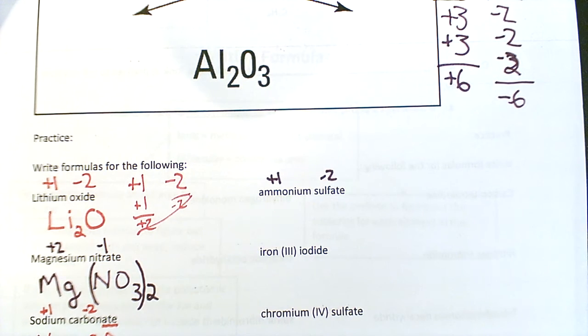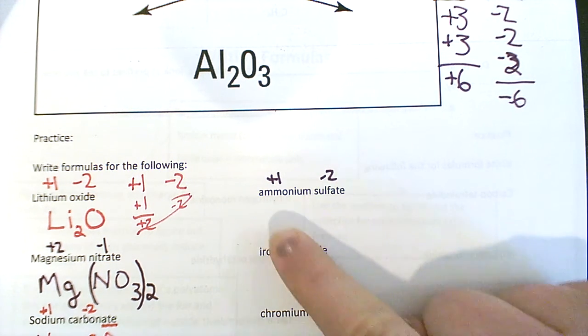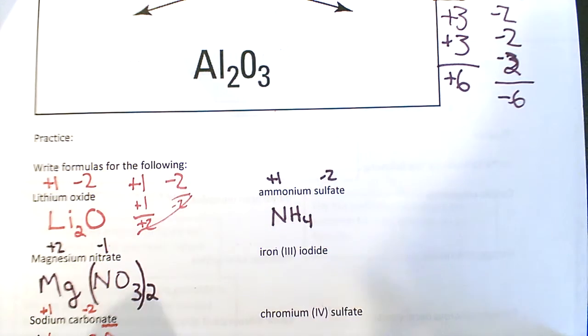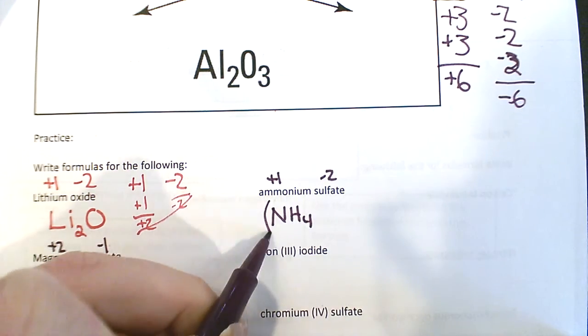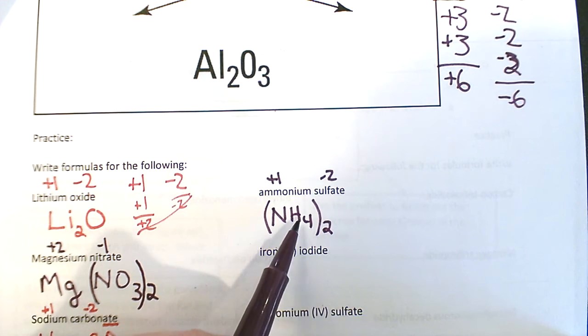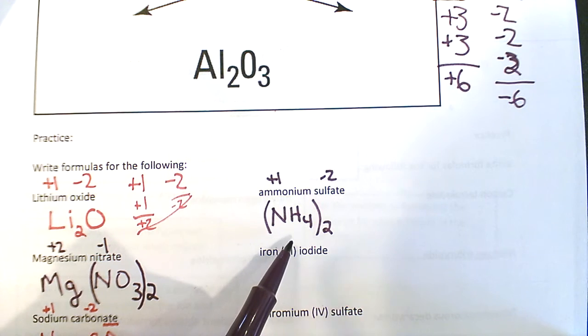-2. Okay, so remember when we crisscross, this 2 means I need 2 ammoniums. So I write the formula for ammonium, NH4, and to show that I need 2 of them, I put it in parentheses and put a 2 here. Because I don't want 42 hydrogens, I want 2 ammoniums.